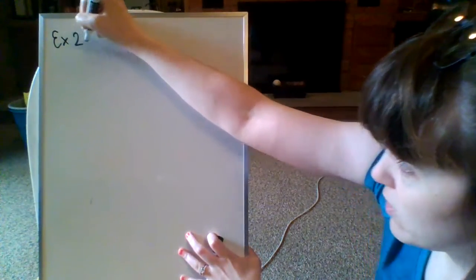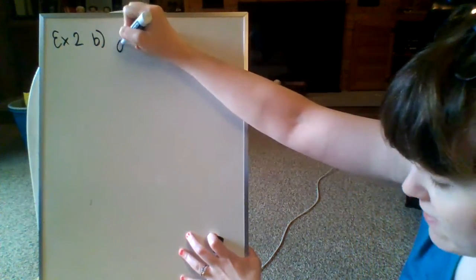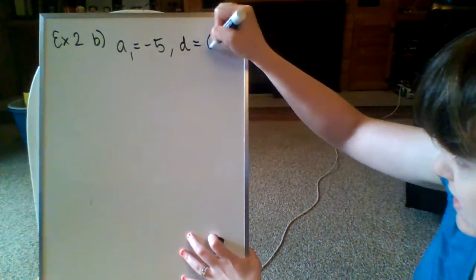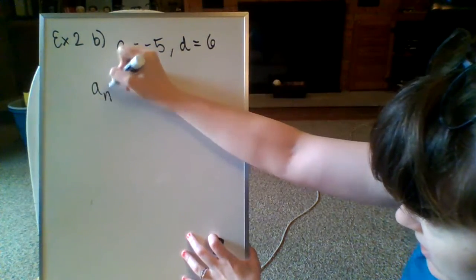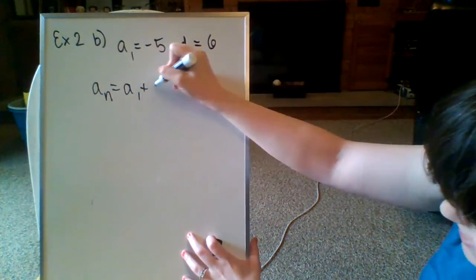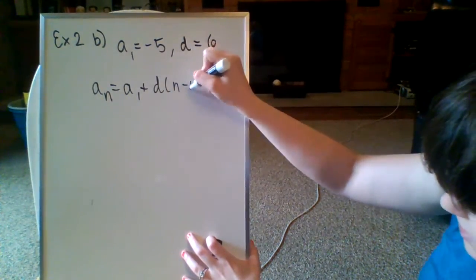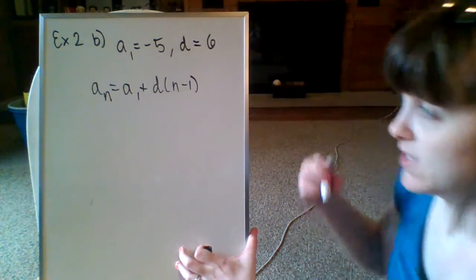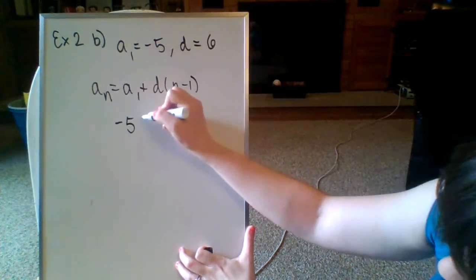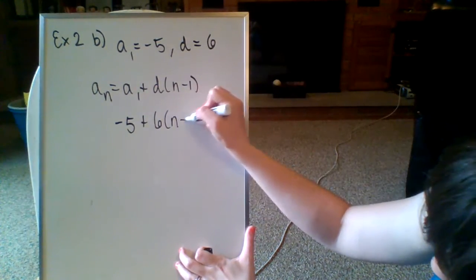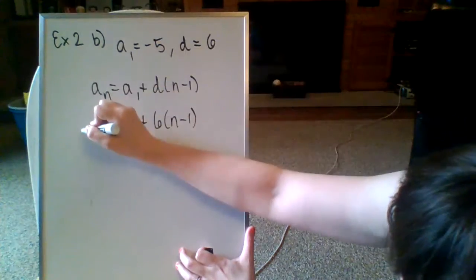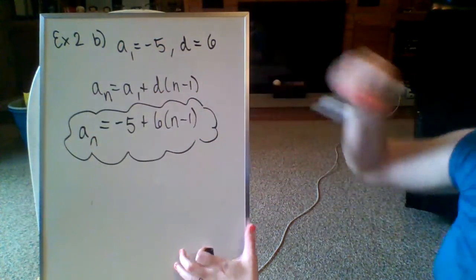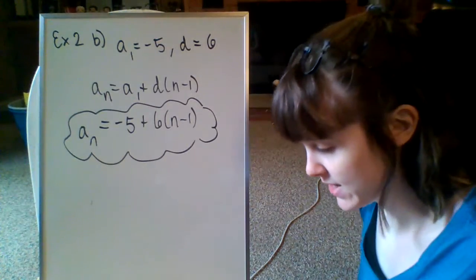Okay, so example 2, part B, they gave us A1 is negative 5, and the difference is 6. So all you have to do here is plug in this stuff into the equation, and you'll have it. So A1 is negative 5, the difference was 6, and n stays n. So like that. Okay, so that is the equation.